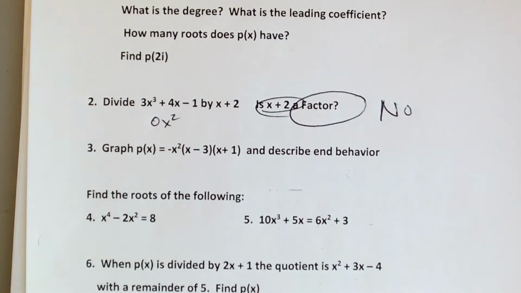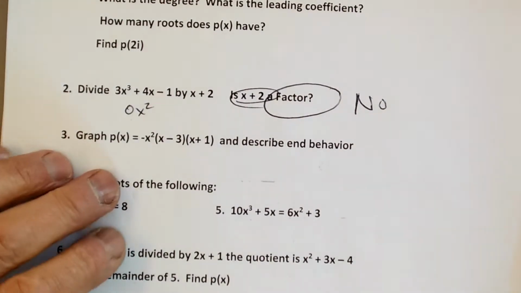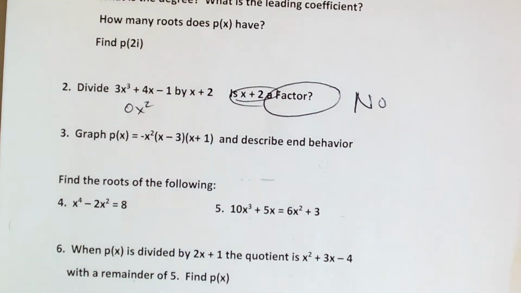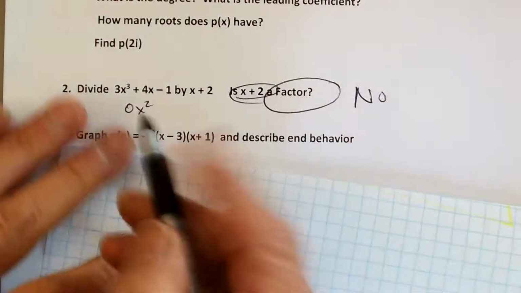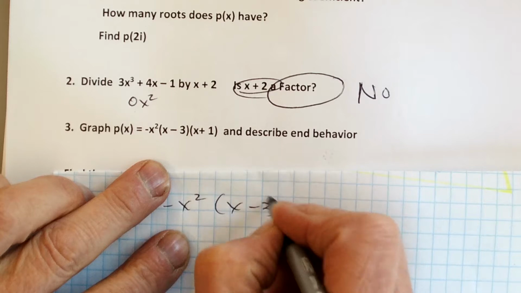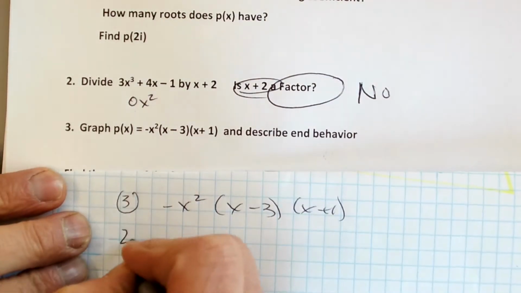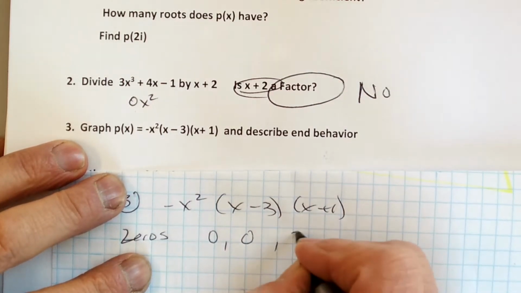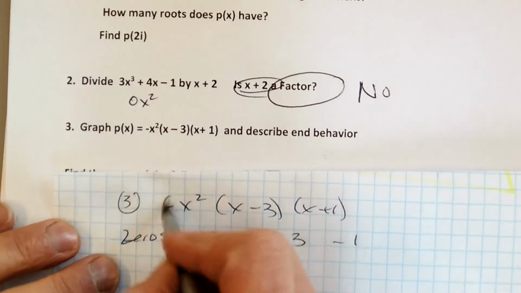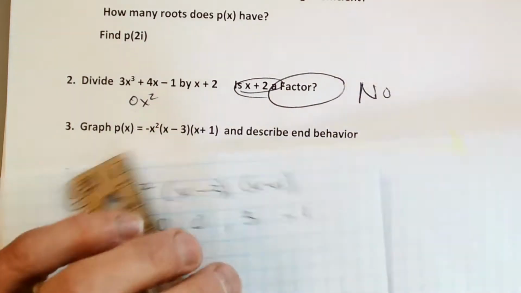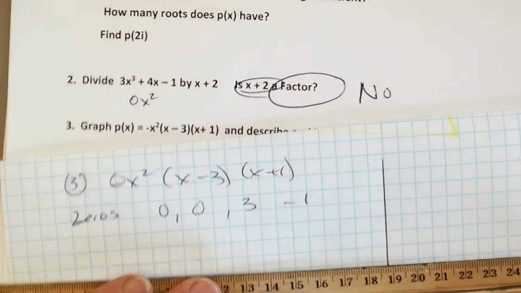Number 3, let's graph this. So one of the things I can do is I can even graph this without a calculator. You can graph it with a calculator if you want to, but I do know I'm going to have for sure zeros for number 3. I know I'm going to have a negative x squared, x minus 3, x plus 1. I'm going to have zeros for sure at 0, but twice. I've got a double root, and at 3 and at negative 1. Okay, and I know that's negative, so it's going to have end behavior of going to negative infinity at the end. Okay. Here's what I know. Let's take a look at this.